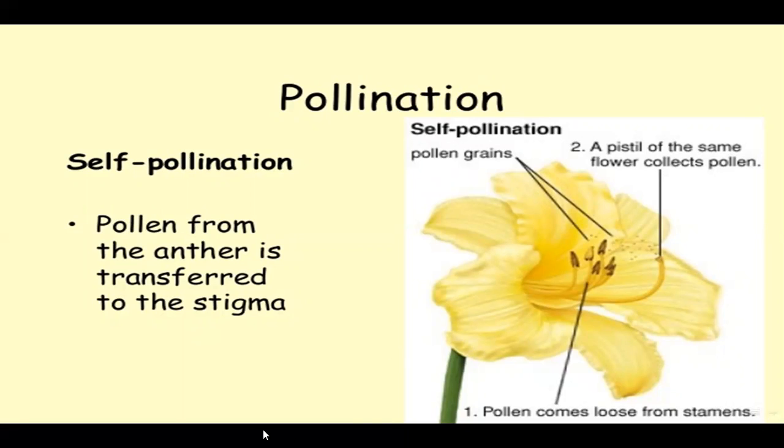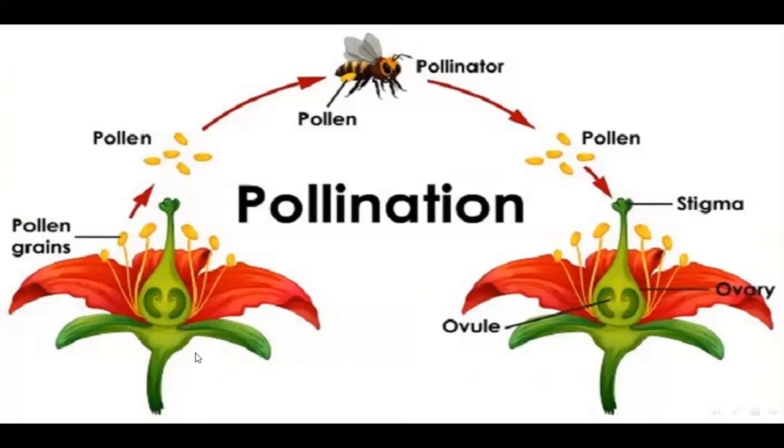In step 1, pollen comes loose from the stamen. After the second step, the pistil of the same flower collects pollen. So this image shows you self-pollination in plants. This image shows you cross-pollination in plants.